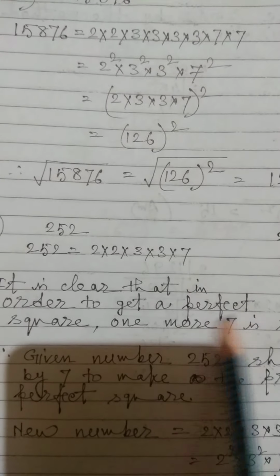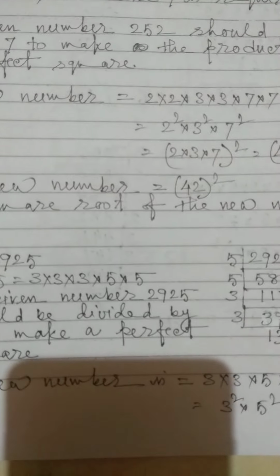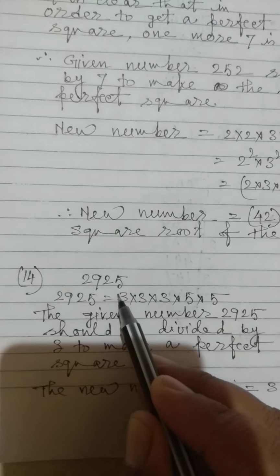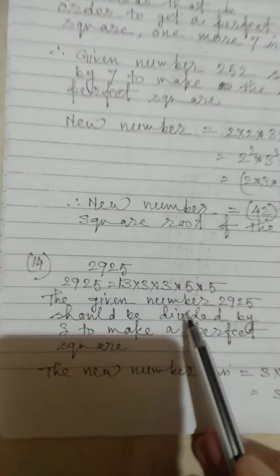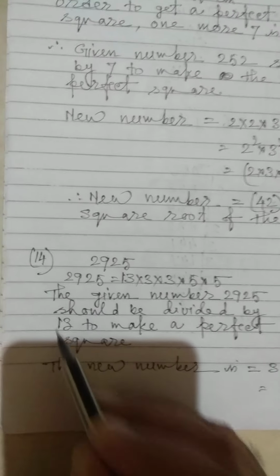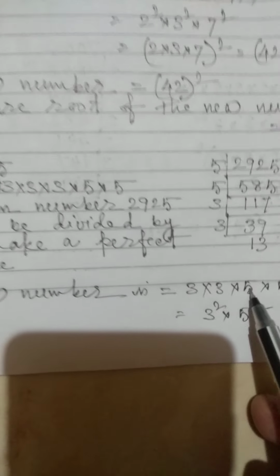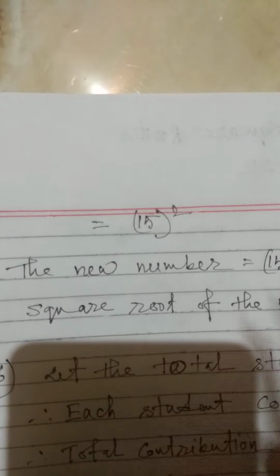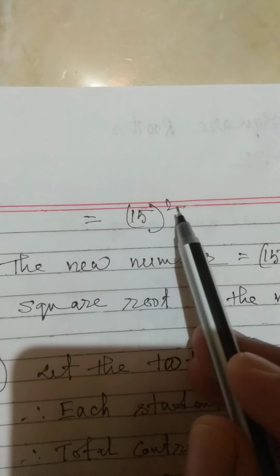2925, its prime factorization is 5 into 5 into 3 into 3 into 13. Sorry, it is 13. So the given number 2925 should be divided by 13, not 3, to make a perfect square. So the new number is equal to 3 into 3 into 5 into 5 after division by 13. So 3 square into 5 square equal to 15 square. So the new number is equal to 15 square and the square root of the new number is 15.